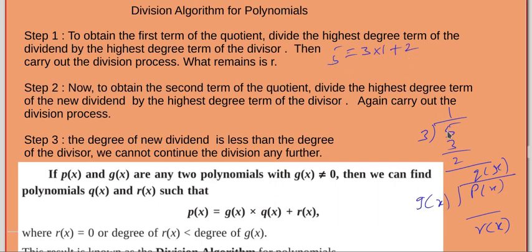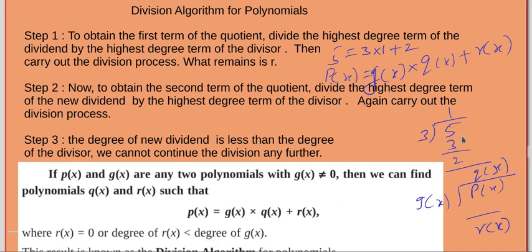This 5 is our dividend, this p of x. So p of x equal to, in place of 3 what we have? g of x. And into this one is what? q of x. q of x plus remainder r of x. So look at this, p of x equal to g of x into q of x plus r of x.